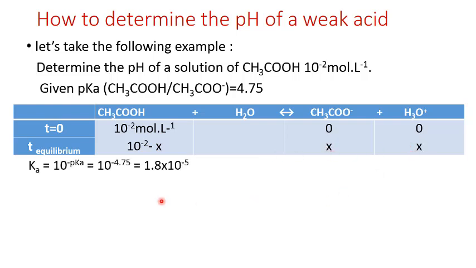Now, let's talk about Ka. Since we have pKa, we can find Ka directly. Ka is equal to 10 to the power minus pKa. Why? Because pKa is equal to minus log Ka. So Ka will be mathematically 10 to the power minus pKa, and it is found to have this value.